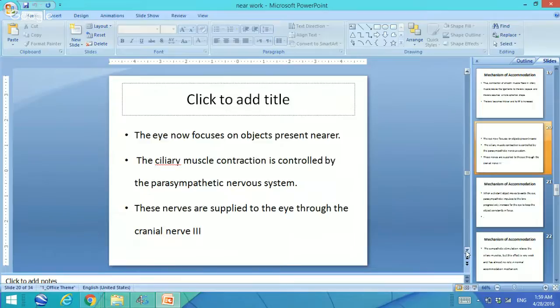The ciliary muscle contraction is controlled by the parasympathetic nervous system. These nerves are supplied to the eye through the cranial nerves series, the third cranial nerve. This is the oculomotor.